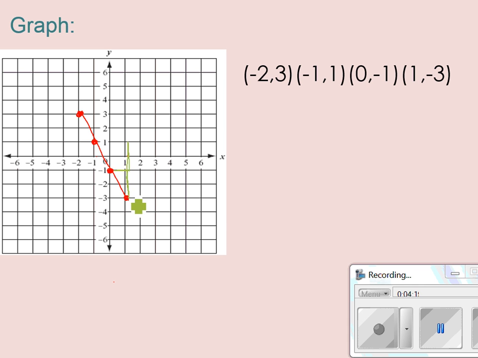Oh, this is... Now we got a little messed up. Okay, so if we go... Oh, I see what I did. Not that. Let me erase that so it looks better.